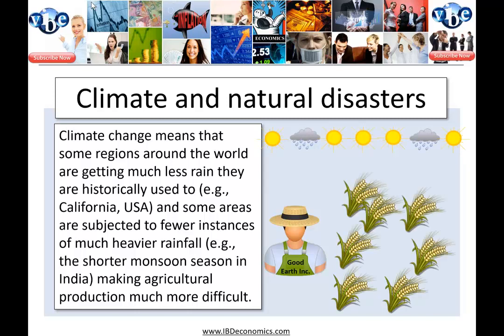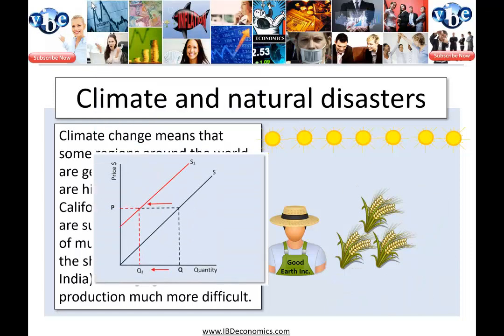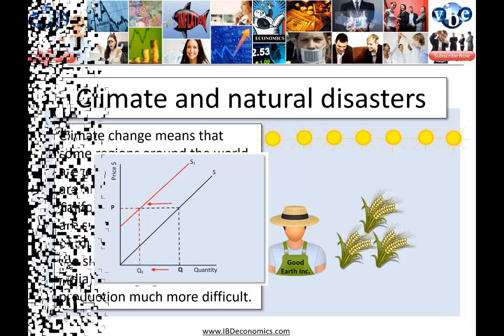So a little bit of sunshine, a little bit of rain, good growing conditions for corn. Not enough rain, too much sunshine, not as much wheat can be supplied to the market. So the supply of wheat will decrease.